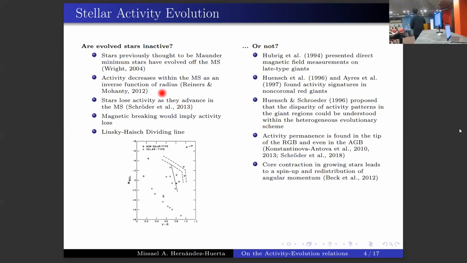Por un lado, tenemos un montón de resultados que nos indican que dentro de la secuencia principal y justo después de ella, las estrellas deberían estar perdiendo monotónicamente su actividad. Es decir, mientras evolucionan dentro de la secuencia principal, se ha observado que la actividad se va perdiendo, además de que estrellas que acaban de salir de la secuencia principal se encuentran en mínimos de actividad, e incluso si uno se va a la zona de las gigantes más frías, resulta que en rayos X uno puede ver que los gigantes más fríos ni siquiera tienen coronas. Entonces, todo eso apunta a que las estrellas deberían estar perdiendo actividad constantemente.